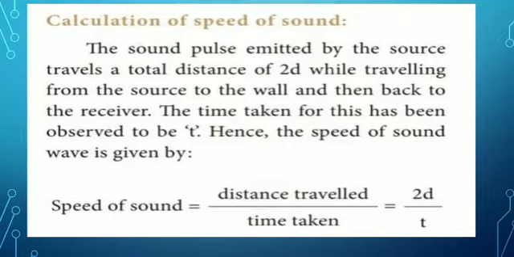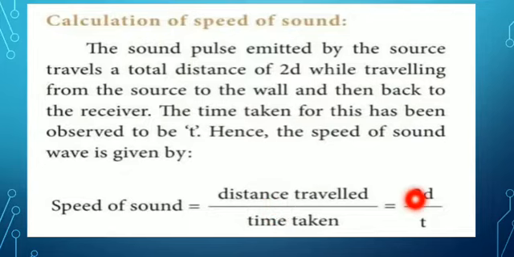Now come to this one: calculation of speed of sound. The sound pulse emitted by the source travels a total distance of 2d while traveling from the source to the wall and then back to the receiver. And the time taken for this has been observed to be t. Hence the speed of sound wave is given by distance traveled by time taken.